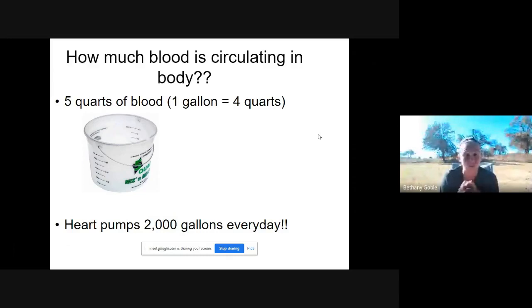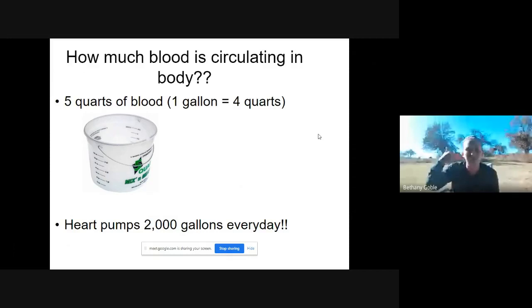As you sit here watching me, as I'm here teaching y'all, as you guys are walking to class, as you guys are laying in bed, you have about 5 quarts of blood just constantly circulating through your body. Your heart pumps about 2,000 gallons every day. So think, you have that big gallon milk jug, right? You fill it up with milk, you dump it out. Fill it up, you dump it out. And you do that 2,000 times a day. That's pretty much how much blood is actually being circulated in your body.